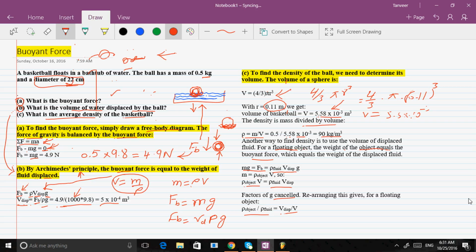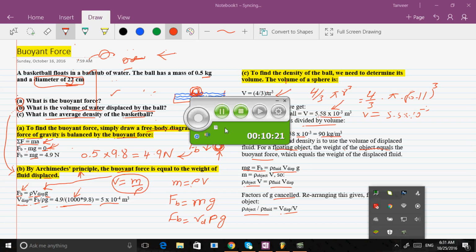By rearranging the equation, we found that the density of the object divided by the density of fluid equals the volume of the displaced water divided by the volume. And that was what it was about buoyant force.